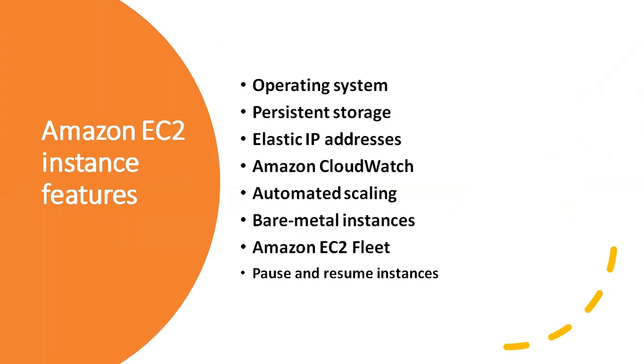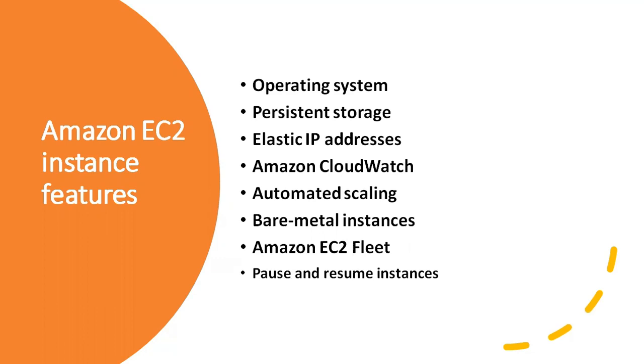Amazon EC2 instance features. Many EC2 instance features are customizable, including the storage, number of virtual processors, and memory available to the instance, operating system, and the AMI on which the instance is based. The following are the Amazon EC2 instance features. Operating system. EC2 supports many operating systems, including Linux, Microsoft Windows Server, CentOS, and Debian.